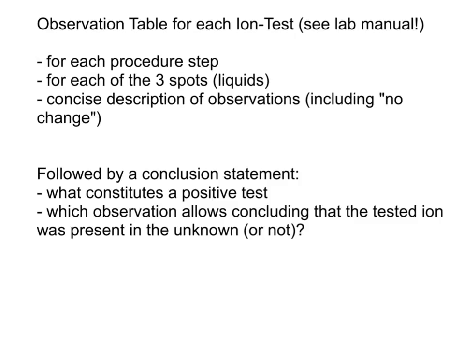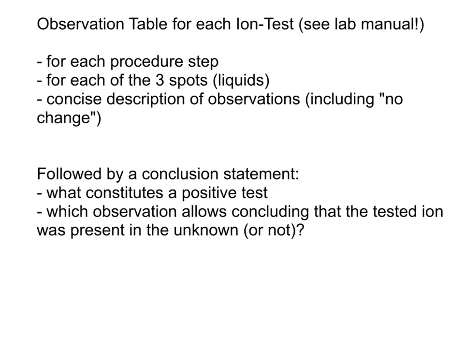this lab. You should create an observation table for each ion test before you come to the lab. Check the lab manual for an example. Your observation table should have a row for each procedure step and a column for each of the liquids. In the resulting fields, you will enter concise descriptions of your observations.